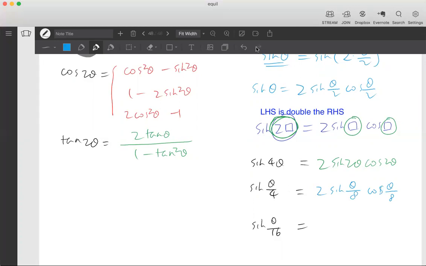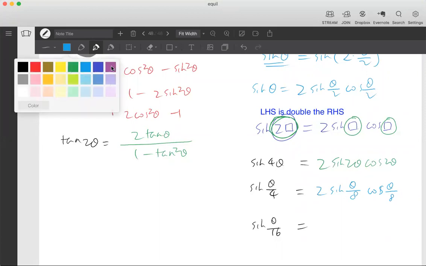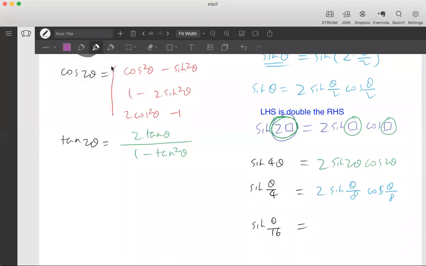Yeah. Okay, cool. And then the last question we'll ask, Shivani, could you please tell us what sine theta over 16 is? It's 2 sine theta over 32 cos theta over 32. Yeah, and just sine theta over 32 cos theta over 32. That's how we use double angle formulas.